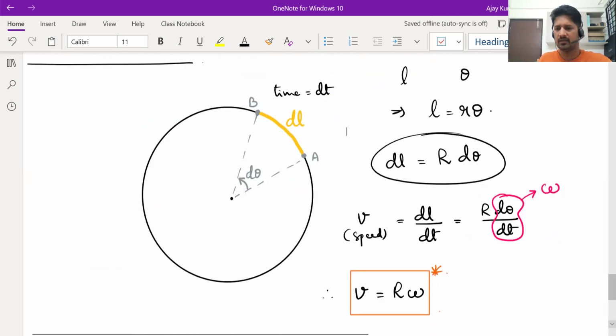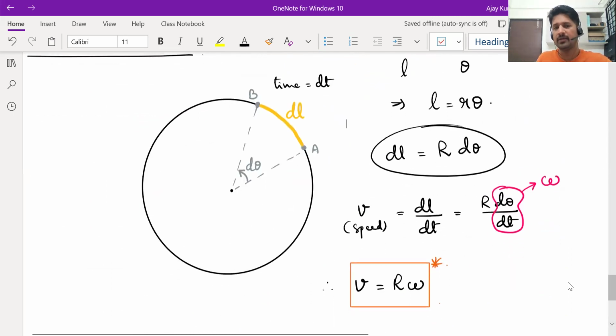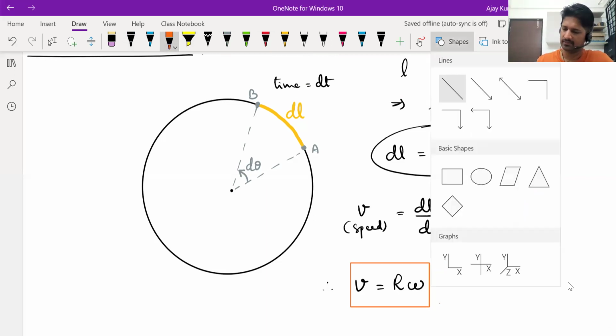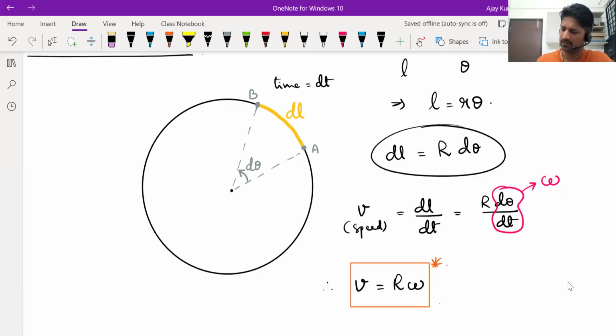And then we began relating linear variables to angular variables. We already knew this relation, L is equal to r theta. L is the distance moved by the object along the circle. I should not call it linear, because it's not a straight line. Theta is the angle rotated by the position vector. Then L is related to theta as L is equal to r theta. This you are all aware of already.